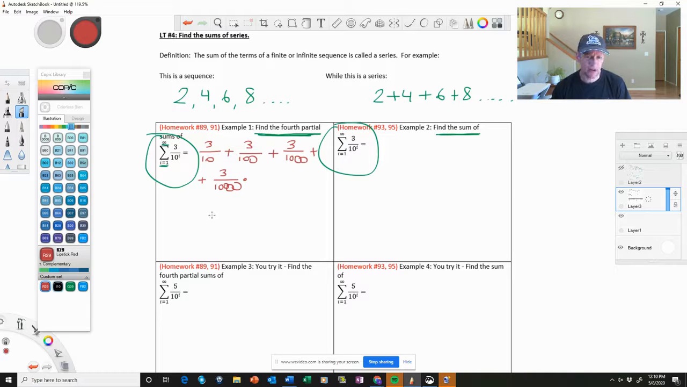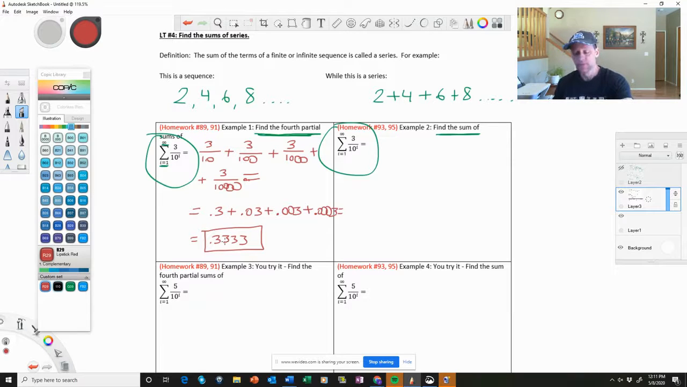Now adding these together as fractions is a bit of a pain, but if I turn them into decimals, it is nice. You'll see. So here we go. 3/10 is 0.3. 3/100 is 0.03. 3/1000 is 0.003. 3/10,000 is 0.0003. And if you add those together, you get 0.3333. So that is going to be your partial sum.